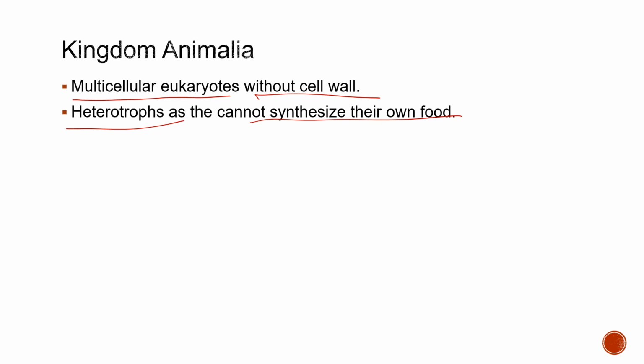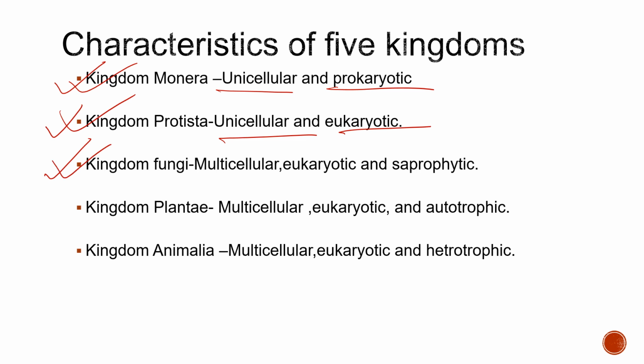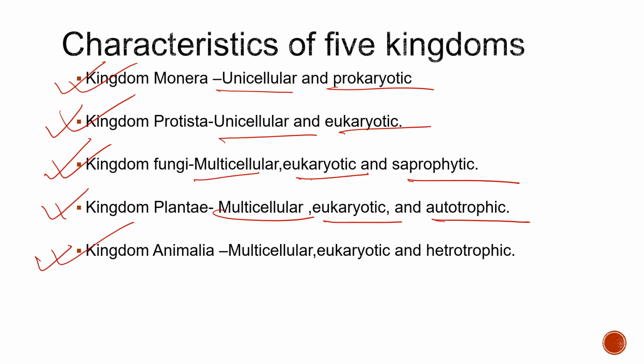Now lastly we will sum up the characteristics of all 5 groups. Characteristics of all 5 kingdoms. Kingdom Monera was the first one. They are unicellular and prokaryotic. Kingdom Protista, the second one, unicellular, eukaryotic. Kingdom Fungi, multicellular, eukaryotic and saprophytic. Kingdom Plantae, multicellular, eukaryotic, autotrophic. Kingdom Animalia, multicellular, eukaryotic and heterotrophic.